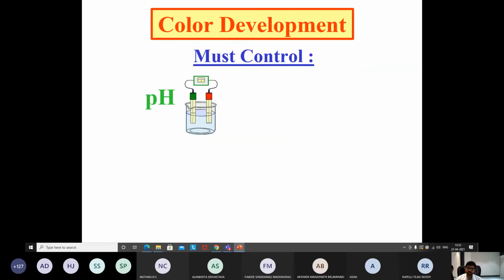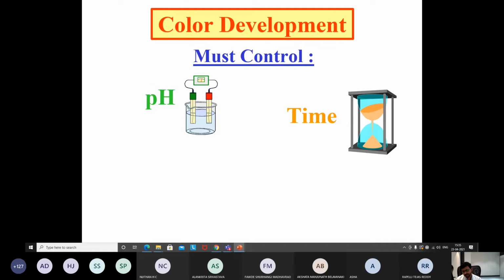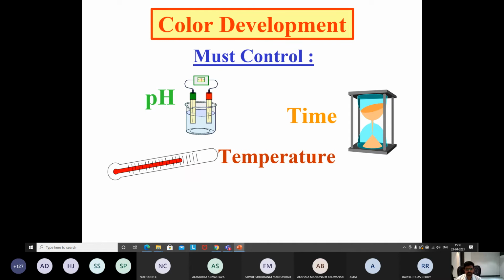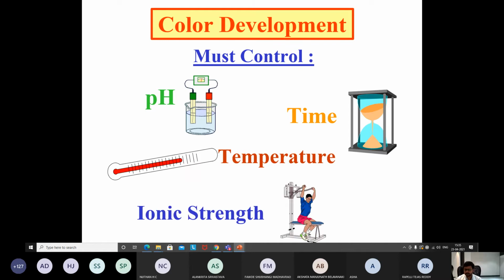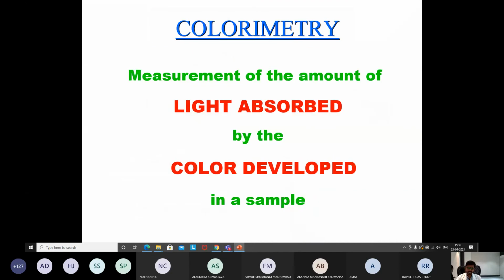For color development, we must control the pH, and we must control the time. Suppose you are starting the reaction and you allow it to react for 5 minutes, so everything should be maintained at that particular condition. So temperature also we should maintain, and ionic strength also we should maintain. So measurement of the amount of light absorbed by the color developed in a sample. So that is the colorimeter.